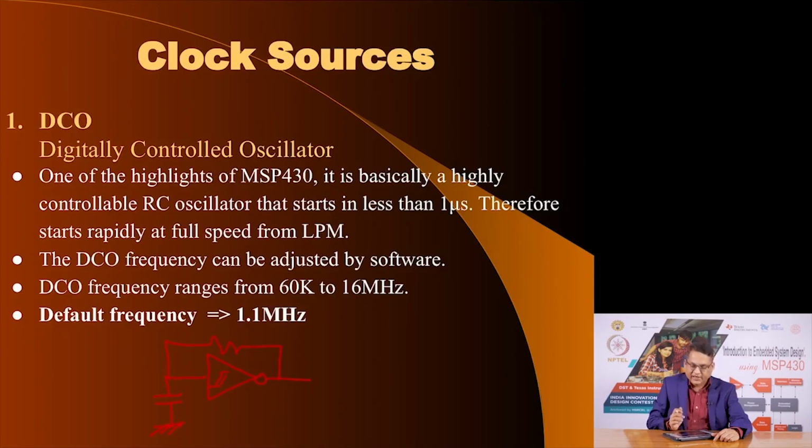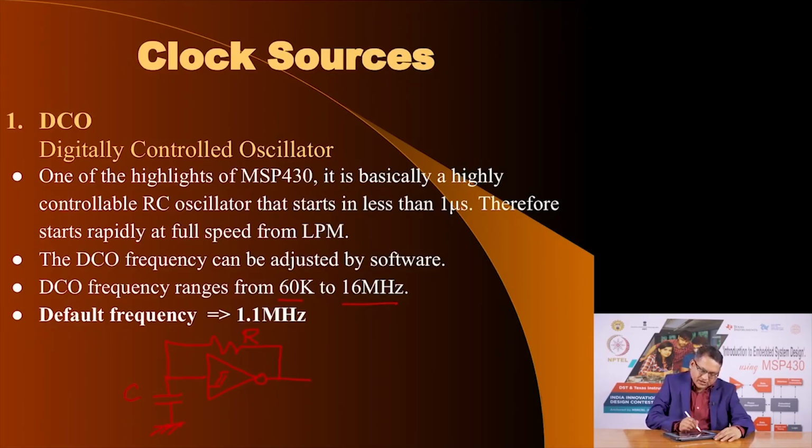This will oscillate at a certain frequency as determined by the value of this R and this C. This is not to suggest that the DCO uses this, it is just an example. Anyway, the digital controlled oscillator allows you to change the frequency of operation in this range from 60 kilohertz to 16 megahertz for a certain supply voltage. If the supply voltage is changed, these upper and lower limits would change.